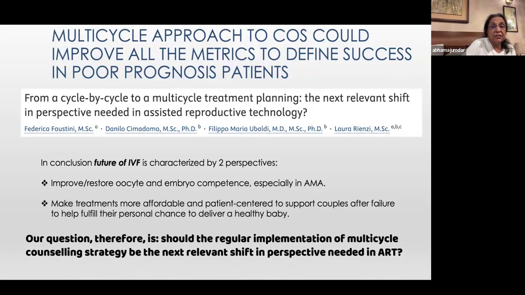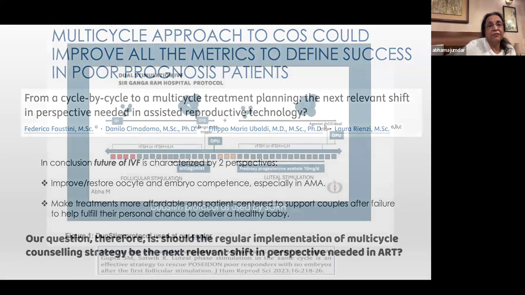So the question is, should the regular implementation of a multi-cycle counseling strategy be the next relevant shift in perspective needed in ART? All patients who come with low reserve, whether they are young or old, do we start counseling them that multi-cycle is much better? Once you've made 2-3 embryos, 2-3 blastocysts, when I say embryos, then there is a much better chance of you going back pregnant without having to go for stimulations after one failure or the second failure.